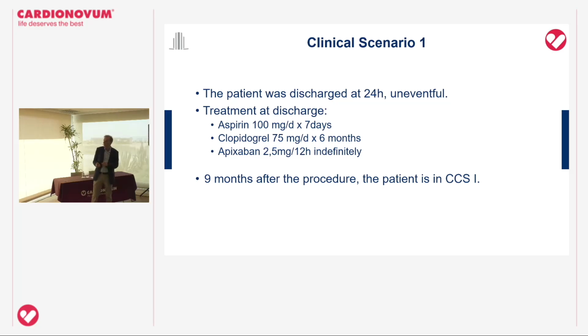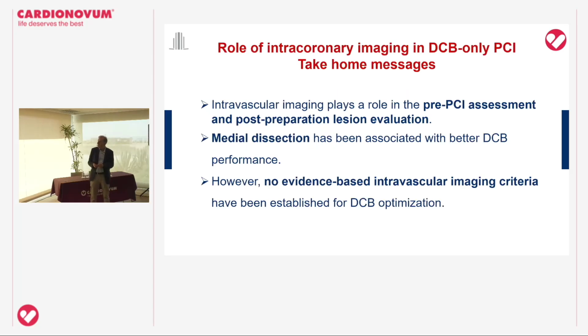So my take-home messages regarding the role of intracoronary imaging in DCB-only PCI is that intravascular imaging plays a role in the pre-PCI assessment and post-preparation lesion evaluation. Medial dissection has been associated with better performance of DCB. However, no evidence-based intravascular imaging criteria have been established for DCB optimization to date. So it's a lot of work to do in the coming years in this regard. So thank you very much.